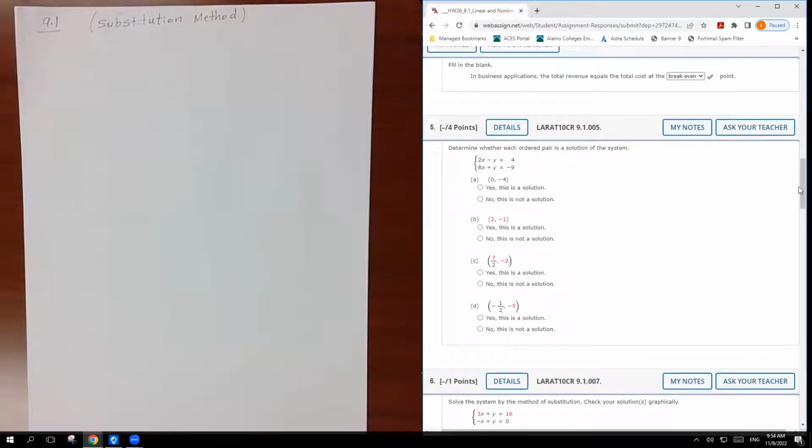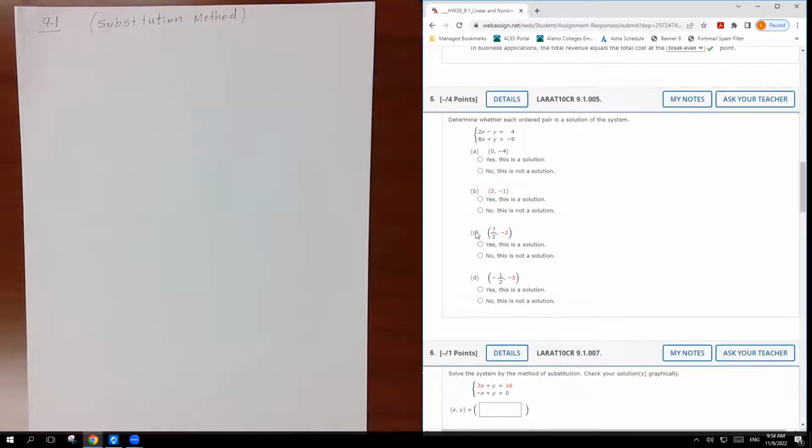So now let's go to example 6. I'm not going to solve all these. I'm going to show you how to prove that this is a solution. Determine whether each ordered pair is a solution of the system. So in this case, you have to plug in the point.